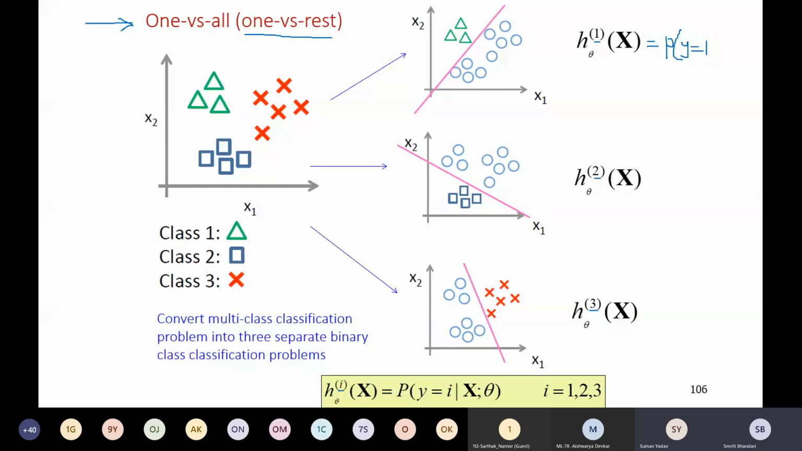Ma'am, I just have one question: why have we used log? Because it's logistic regression, that's why we use it, or are there some special reasons behind that?